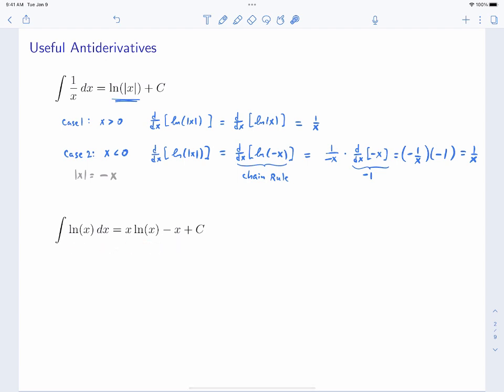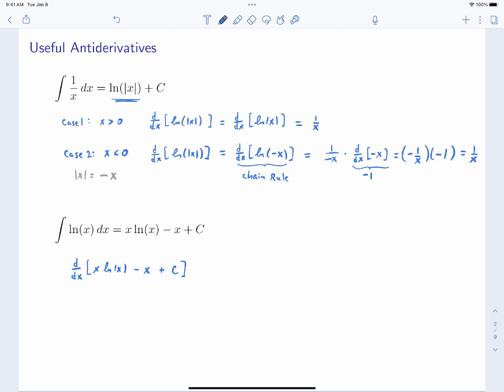What about the second one? Again, we're going to do the same thing. We're going to just differentiate the term on the right. So we're going to differentiate with respect to x, x times ln of x minus x plus c. Let's write it in this time.